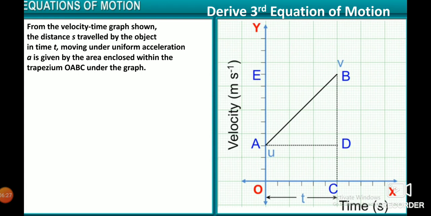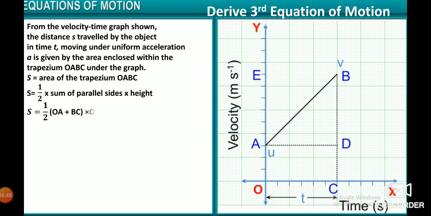If you see the polygon over here, you will see a trapezium. So do you know what is the area of a trapezium? Yes, everybody of us knows this. It is half the sum of parallel sides into height. Now what are the parallel sides in this trapezium? If you see this trapezium, you will see that OA is parallel to BC and the height is either OC or AD, anyone you can take.